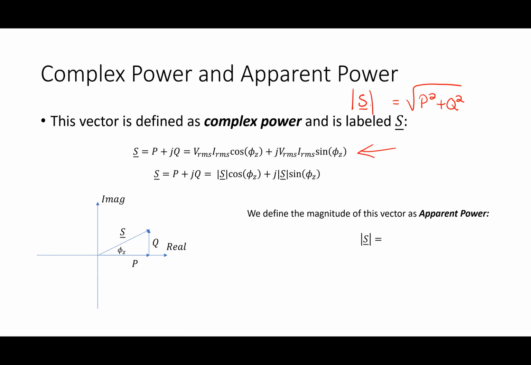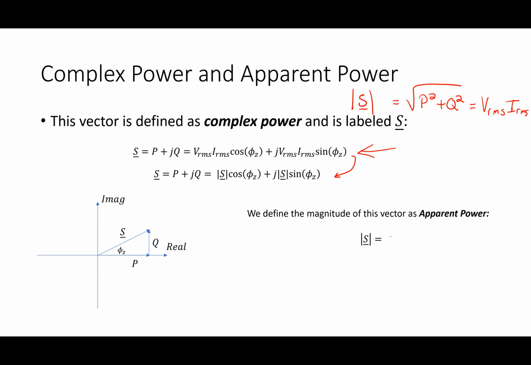And how does that relate to the voltage and the current? So what's the step between here and here? Yeah, VRMS times IRMS.